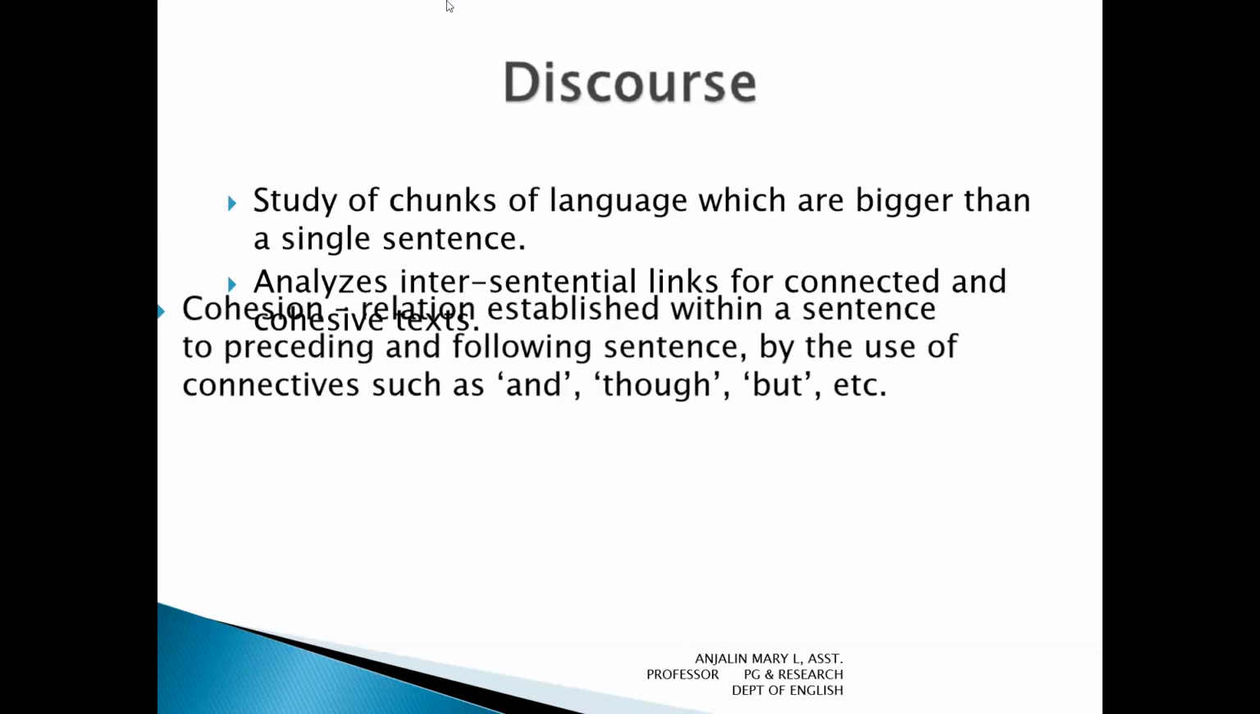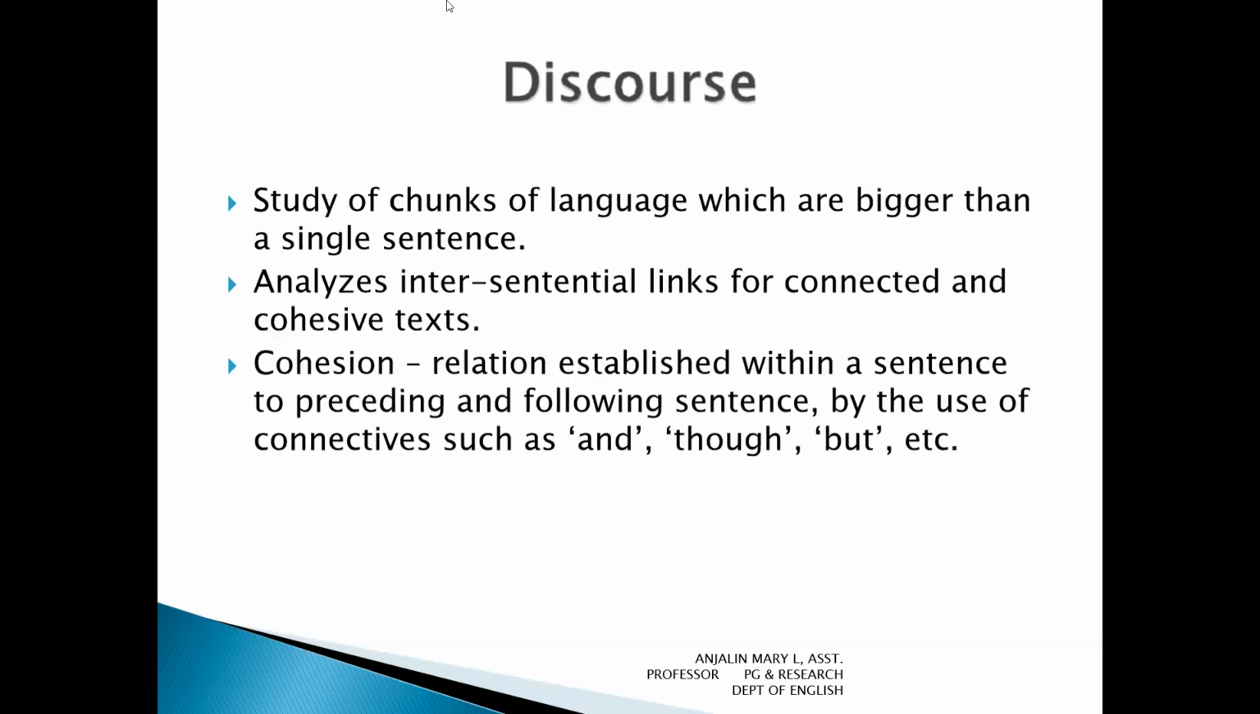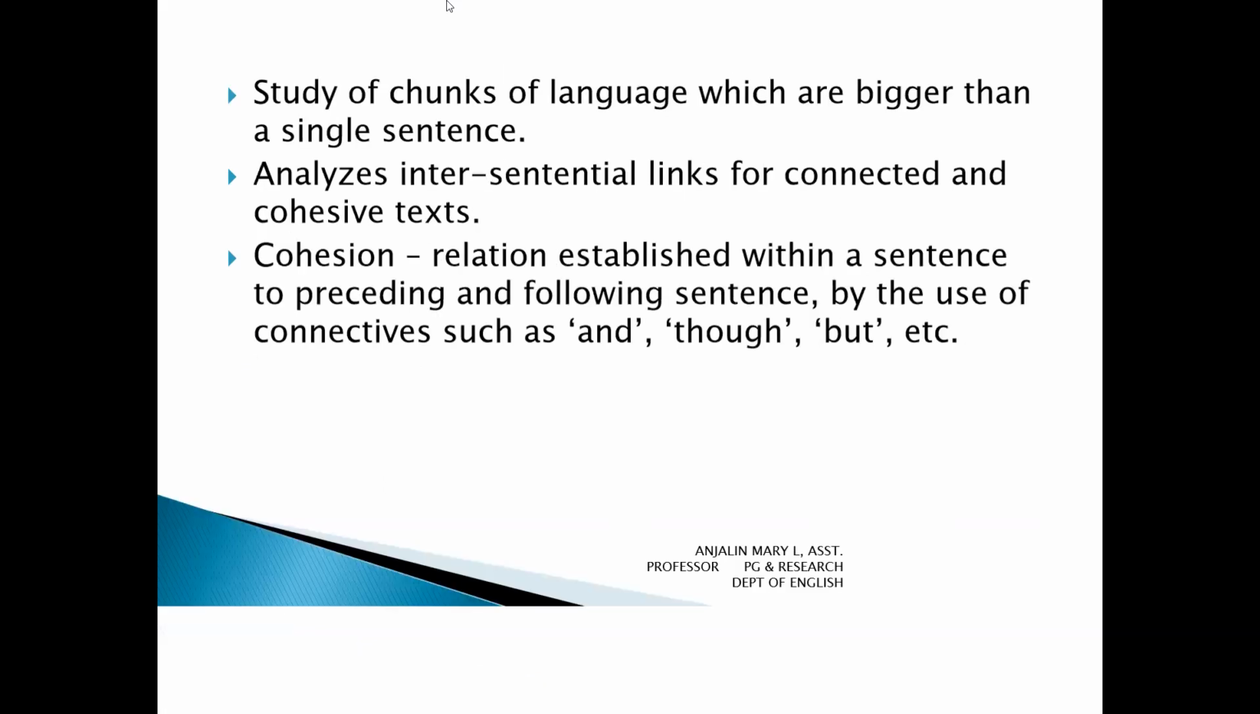Okay. Cohesion is the relation established in a sentence between it and the sentence preceding as well as following it. By how? By the use of connectives, like words such as and, though, also, but, etc. So by using such connectives, you try to bring a cohesive relation in a text. Okay, so that is what we do in discourse.